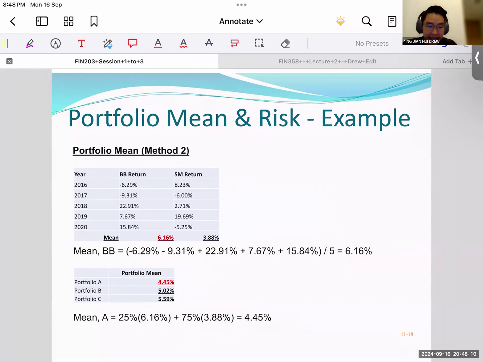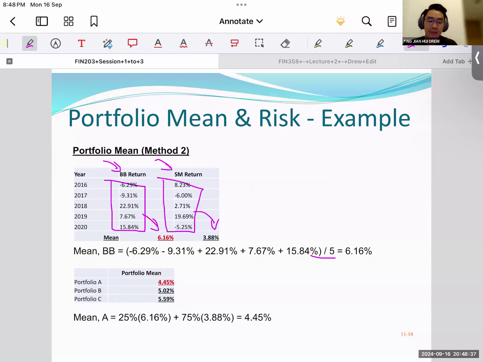Now, in the finance method, let's start off with the mean again. So the mean, right? We look at the asset PB and asset SM. So how do we determine the mean? The mean of PB is just add all these 5 returns divide by 5, right? We get the mean of 6.16. We do the same for SM, add all and divide by 5. We get the mean return for SM, which is a stock, of 3.88.